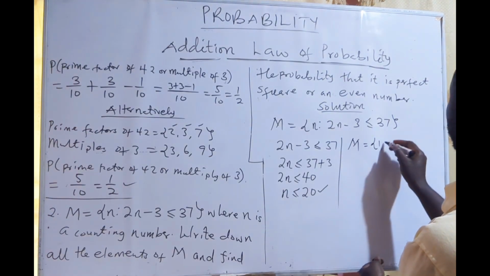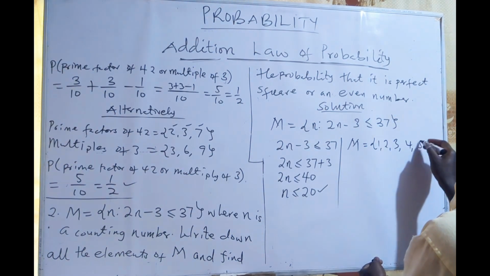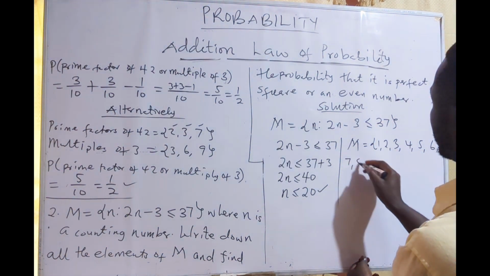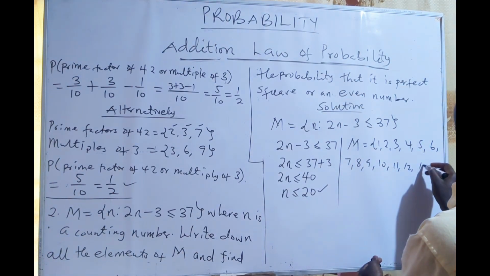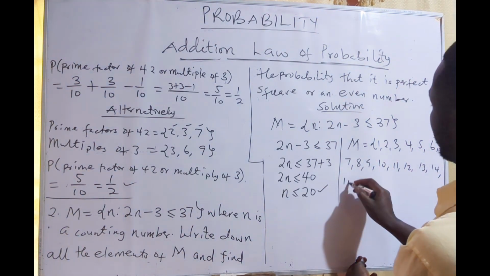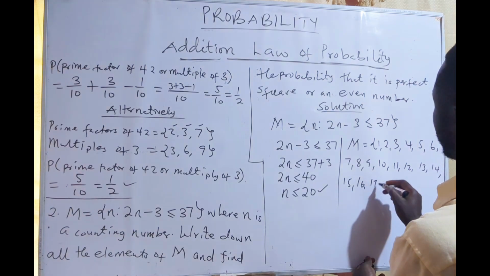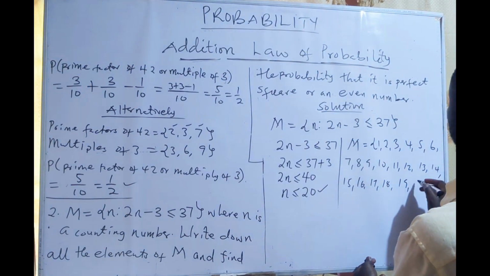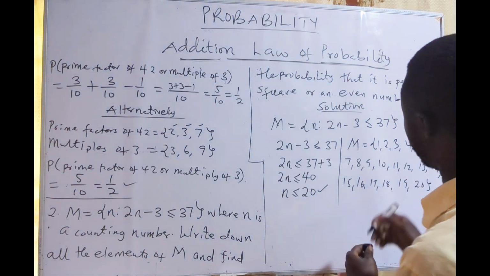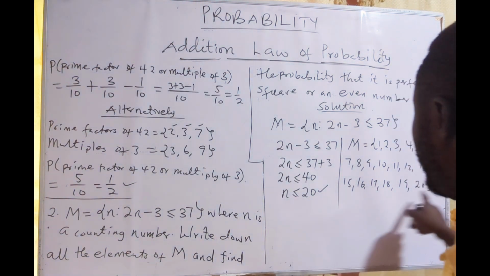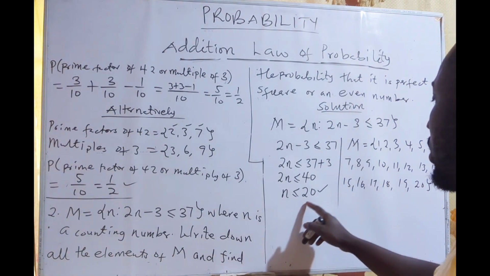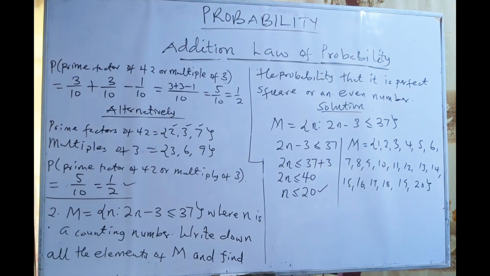So that will be 1, 2, 3, 4, 5, 6, 7, 8, 9, 10, 11, 12, 13, 14, 15, 16, 17, 18, 19, and then 20. So counting numbers, we start from 1 and we end at 20, because n is less than or equal to 20. So 20 is included.